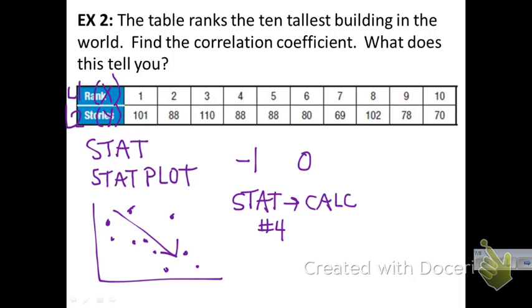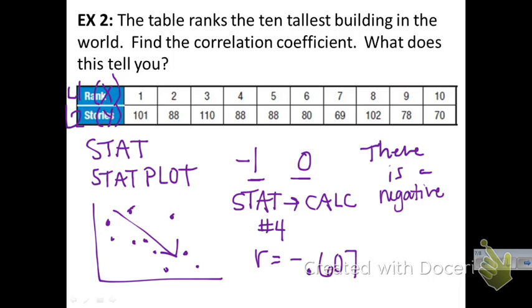So when we press enter, we look for R, and R here is -0.607, and we can see that it was in between -1 and 0, closer to -1, so that does indicate that there is a negative correlation. So what does this tell us? That there is a negative correlation between our data.